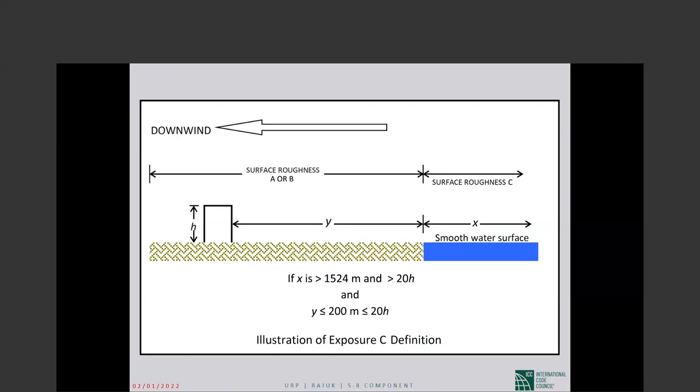And then exposure C shall extend inland by a distance no smaller than 200 meters or 20 times the building height. Okay, anyway, what I said is important. First of all, this has to have a minimum extent, and then the exposure C extends inland for a considerable distance. This is something you have to appreciate and understand. In quite a few situations, this turns out to be quite important.